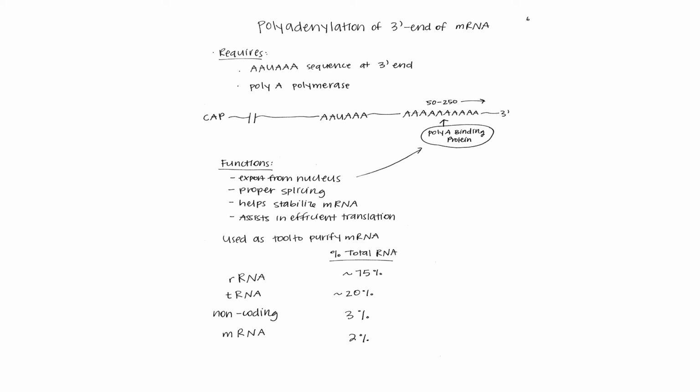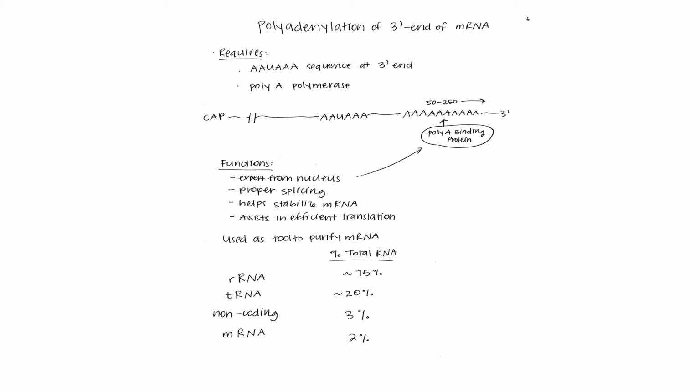The functions of this are a number. First of all, it's required for proper export from the nucleus because the poly-A tail binds to a protein called poly-A binding protein. This participates in getting it out of the nucleus because these are messenger RNAs that need to be translated. So it helps get it out through the nuclear pore, into the cytoplasm.